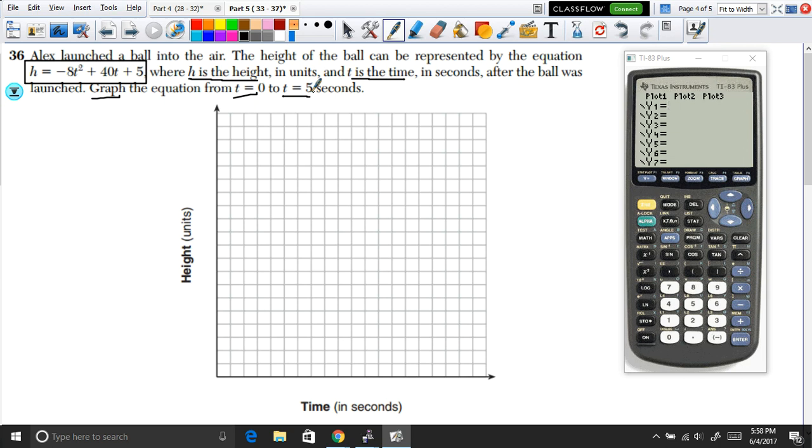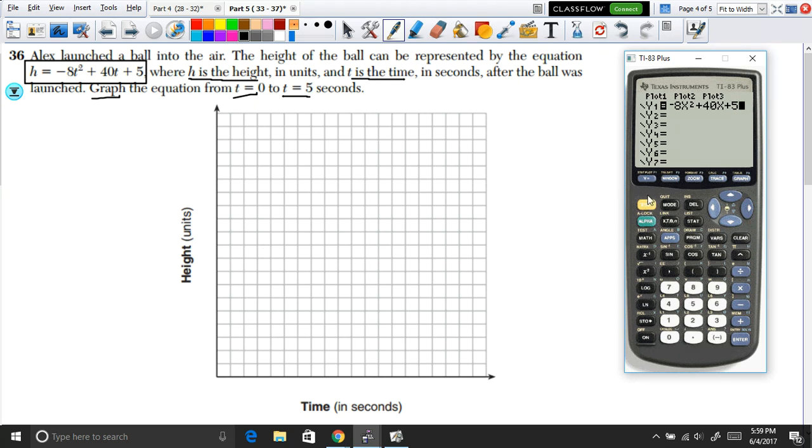So we're going to just substitute it with an x. So let's put this same equation, but now in terms of x. So we're going to have negative 8x to the second plus 40x, and we're going to add 5 now. All right. So we want to graph it from 0 to 5.